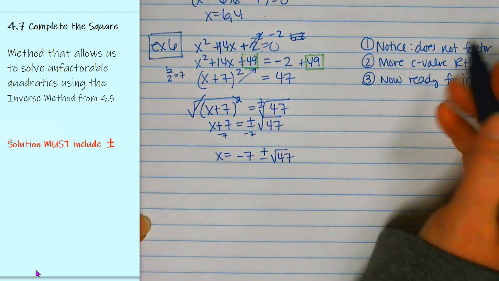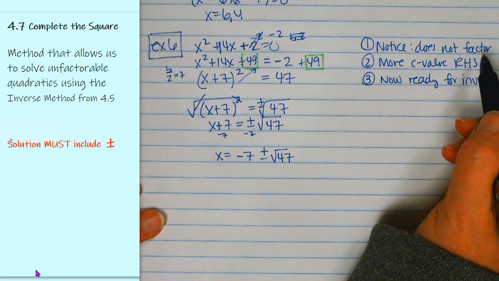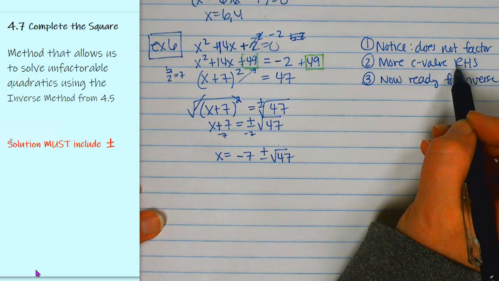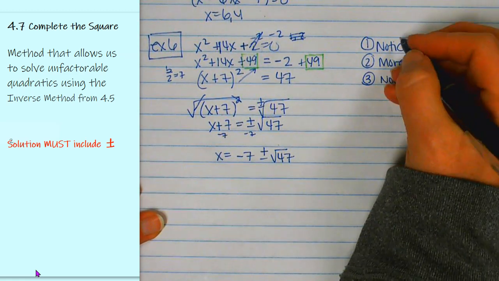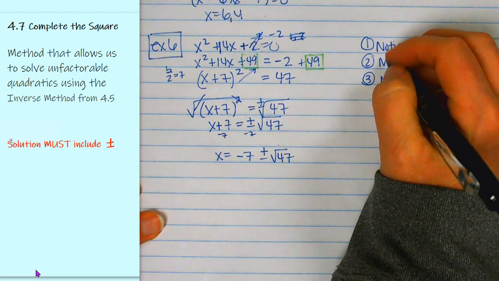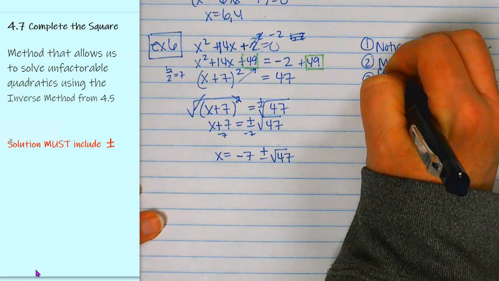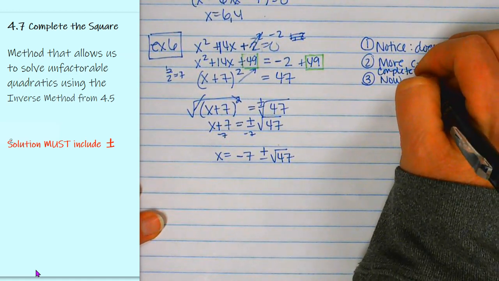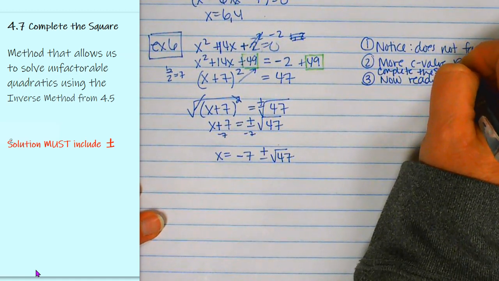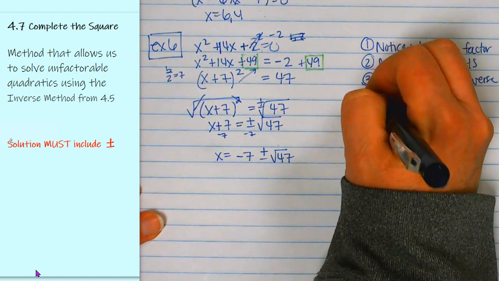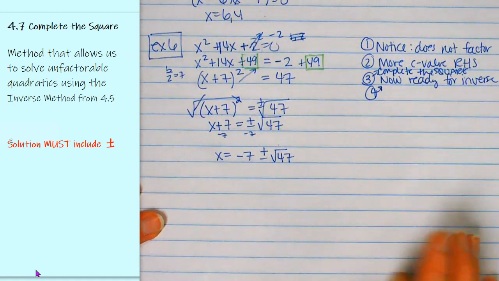So what did we do? We noticed it did not factor, so we moved the C value that messed that up to the other side. We completed the square, and I should have written that better. I totally left out the instructions there. We did it, we just didn't write it out. Complete the square, that's really number 3. And number 4, it's ready for the inverse function.